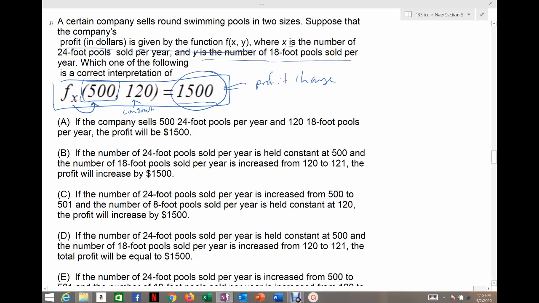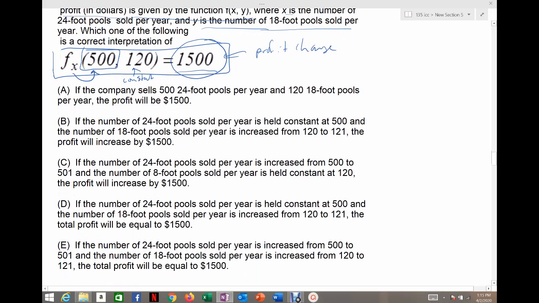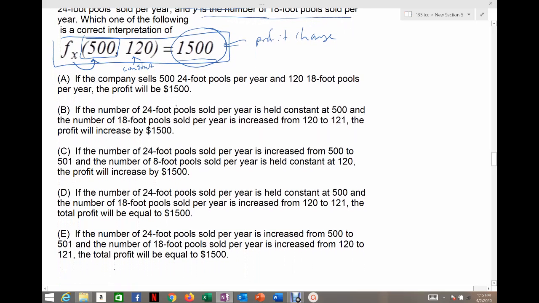And so I look through my descriptions here and we pick out the one that's the best answer. Well, the first one is telling me profit when I sell this many and this many comes out to, and so that's wrong, because that's not what this is finding. It's finding a change. Nowhere in there does it say change. So A is wrong. B, the 24-foot pools are being held constant. Well, that's false. That's not what's being held constant. That's the one that's changing, and so that's false.